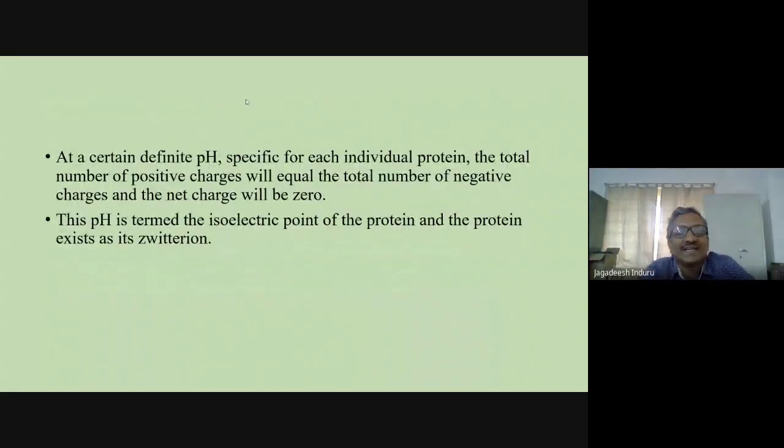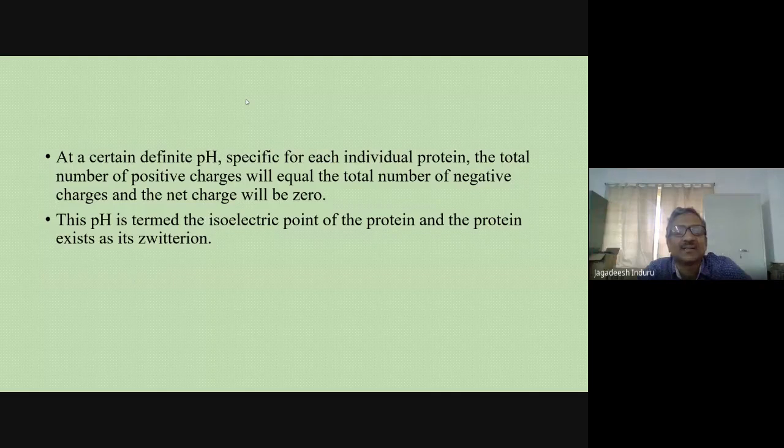At a certain definite pH, specific for each individual protein, the total number of positive charges will be equal to the total number of negative charges. That net charge will be 0. This pH is termed the isoelectric point of the protein. Then the protein exists as a zwitterion.